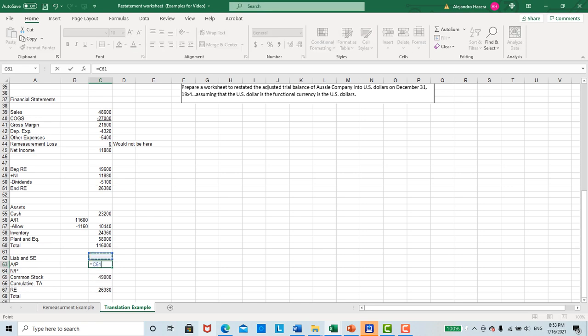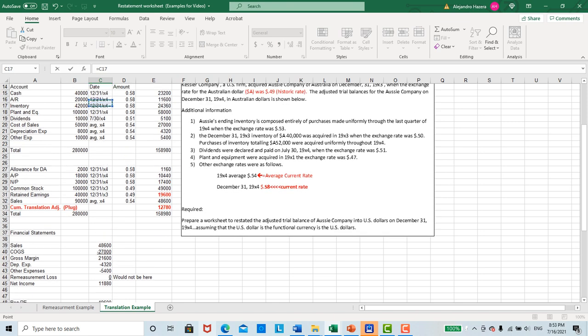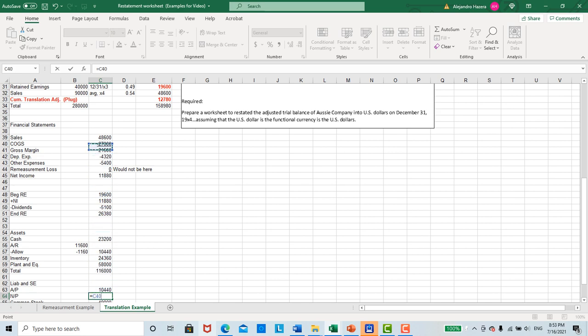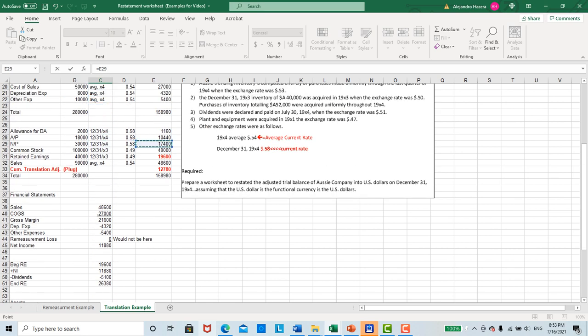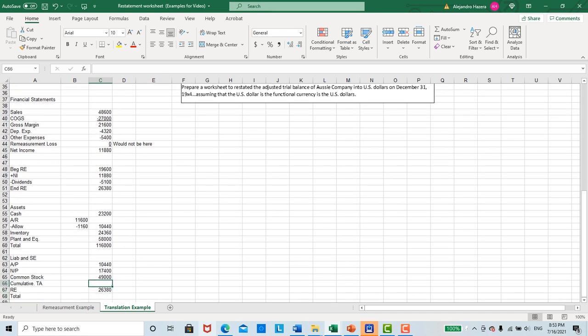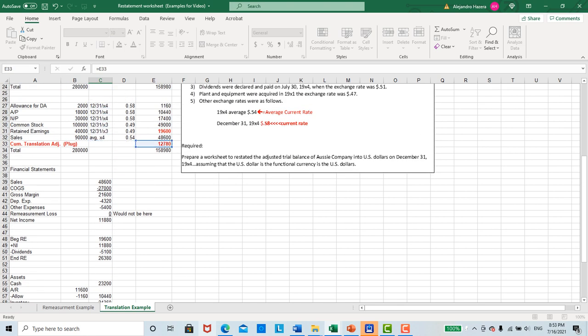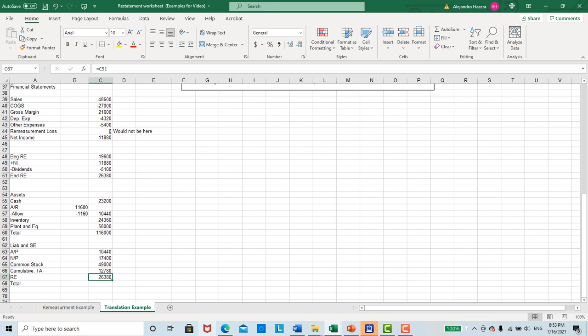Go back to our accounts payable and notes payable. Accounts payable, 10,440. Notes payable, 17,400. Common stock is 49. The cumulative translation adjustment is our big number here, 1270. That goes to OCI in the financial statements. That's where you're going to find it. So our total assets were 116,000, and our total liabilities and shareholders' equity is equal to the sum right here.